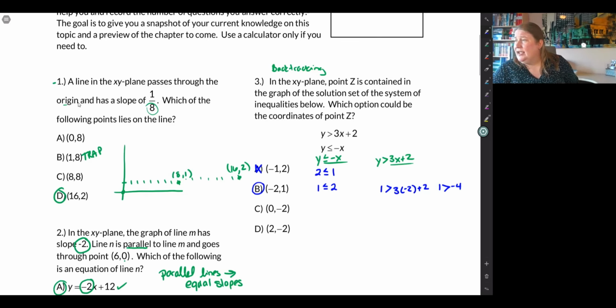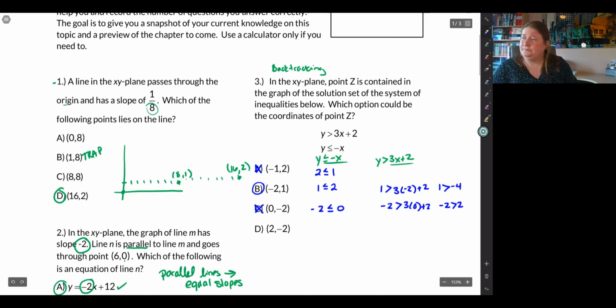So let's see here. For option C, the y value is -2. I am checking, is that less than or equal to -0? Well, that's the same as just regular 0. Yeah, it is. So I have to check the other side. Is -2 greater than 3 times 0 plus 2? In other words, is -2 greater than +2? No, that's not true. So I can cross off C.